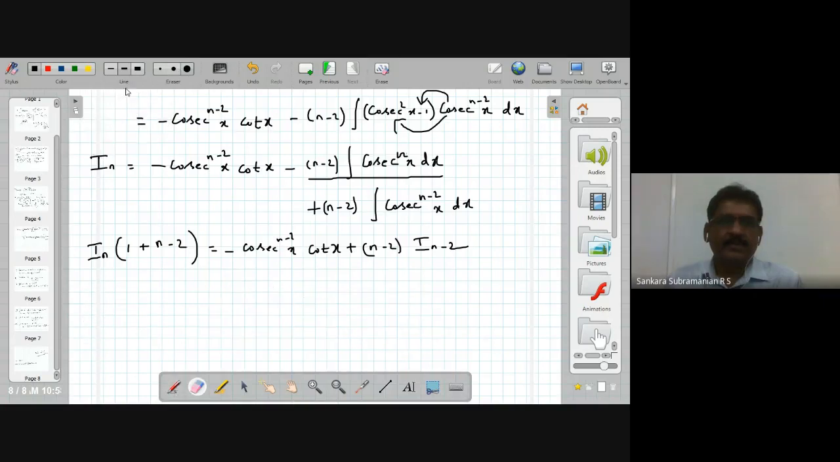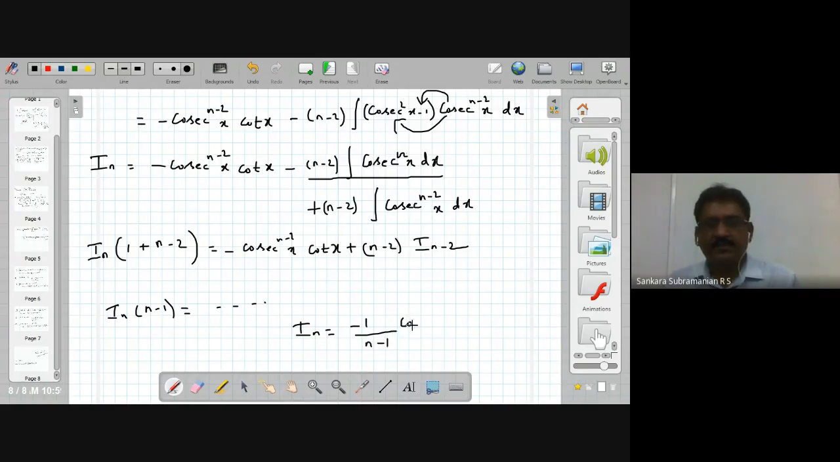So here you will be getting the coefficient of I n. This is I n into n minus 1 equal to this term. So therefore I n equal to minus 1 by n-1, okay? Minus 1 by n-1 times of cosecant to the power n-2x into cot x, and plus n-2 by n-1 times of this is I n-2. This will give you the result.